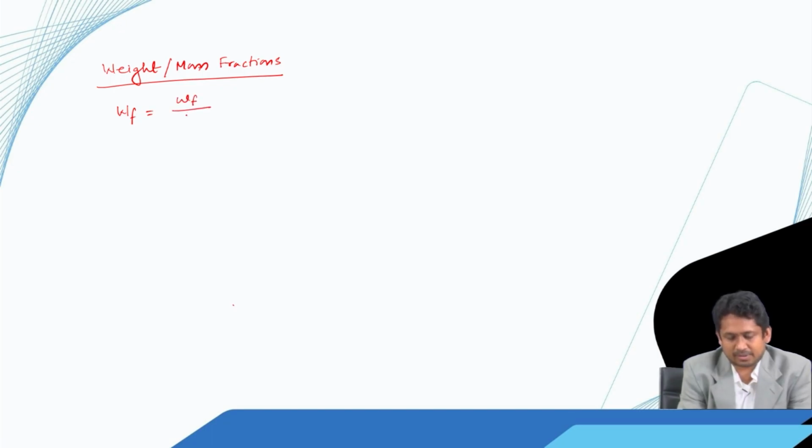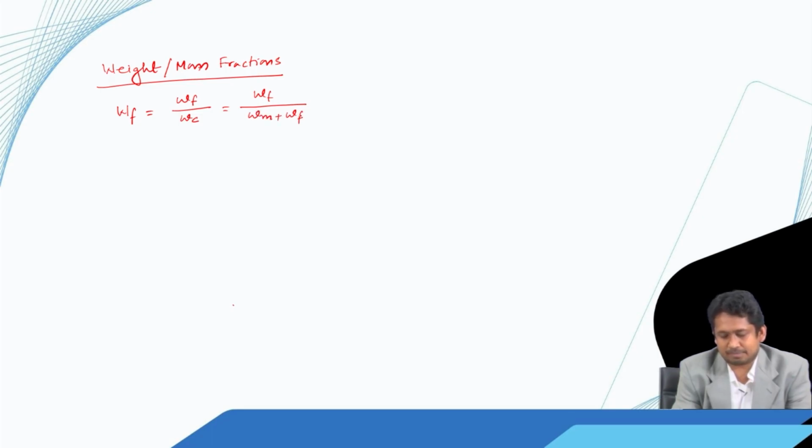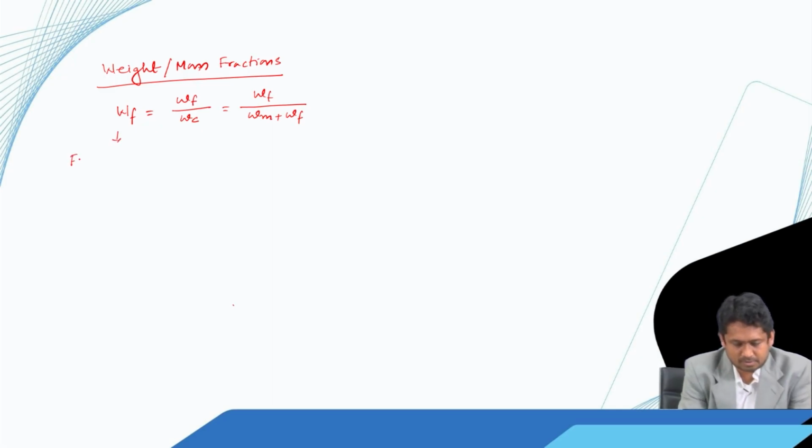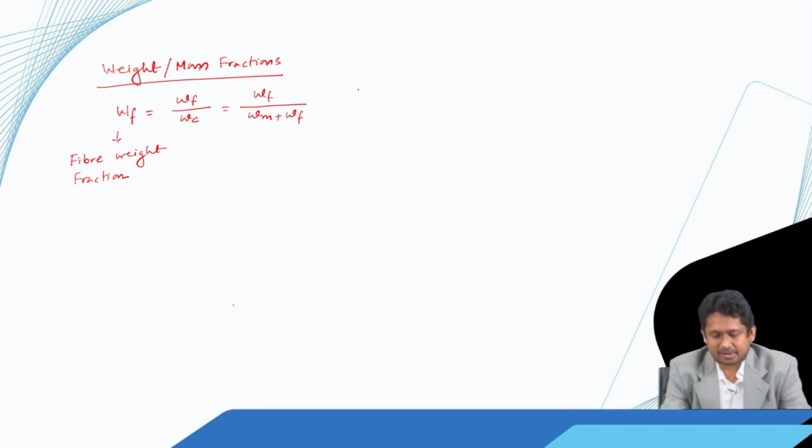So, weight fraction of fiber is equal to the weight of the fiber or the mass of the fiber divided by weight of the composite. So, Wf divided by Wm plus Wf. So, this is fiber weight fraction, and again the capital W means the fraction, small w means the weight itself.